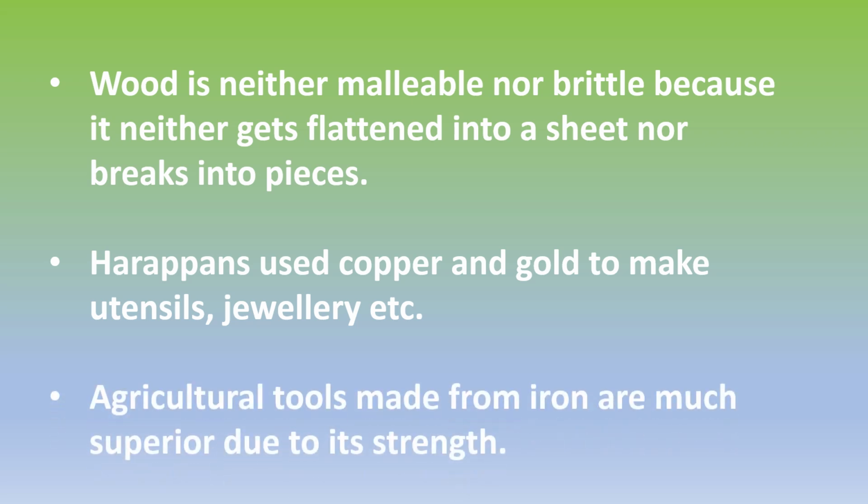Agricultural tools made from iron are much superior due to its strength. So agricultural tools like the plow are made of iron, and they are much superior. Why? Because it is made of iron and it has a lot of strength in it.